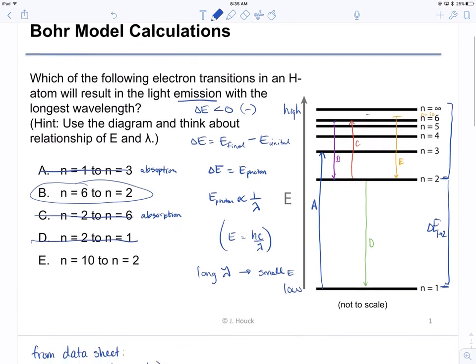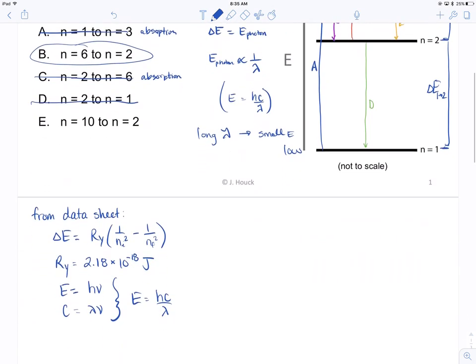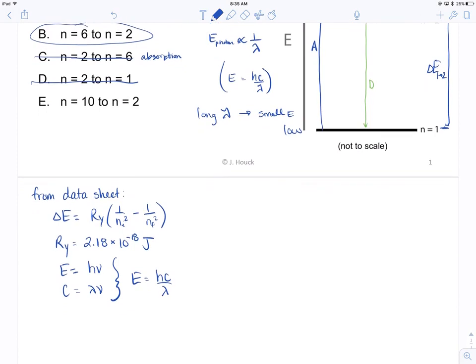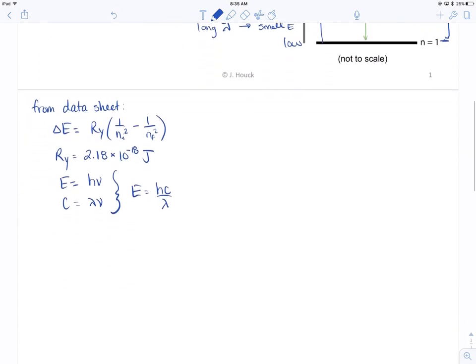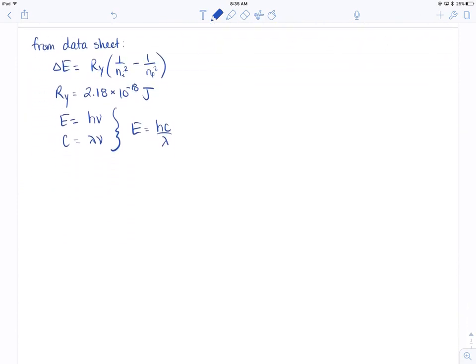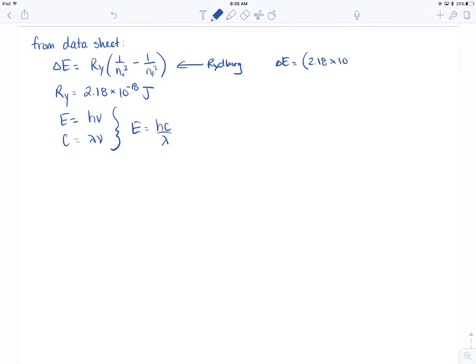Now let's think about calculating the energy involved from the 6 to 2 transition. On our data sheet, we have a version of the Rydberg equation, and that's shown here. And in that we have this Ry unit, that's the Rydberg unit. It's equal to 2.18 times 10 to the minus 18 joules. And we can use this equation to plug our numbers into to calculate the change in energy for that transition.